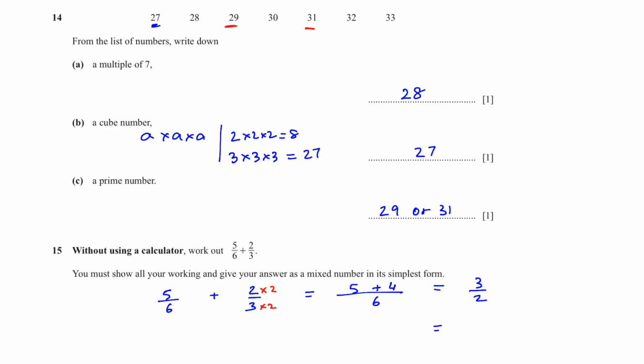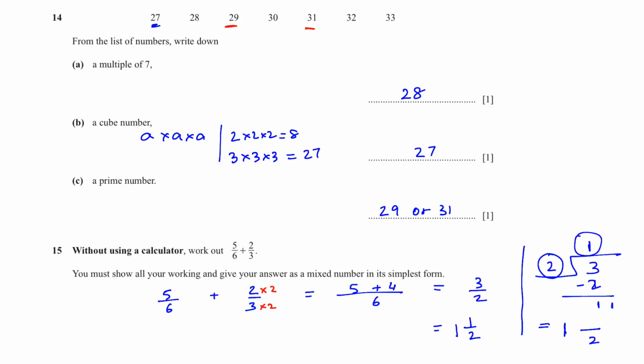And to write this as a mixed number, in your calculator, press Shift and SD. So you will get this answer. If you don't understand the calculator, you can do division. You are going to divide 3 by 2. 2 multiplied by 1, 2. Remainder 1. When you write it as a mixed number, the divisor, what you are dividing by, will go down. The quotient comes on the side and the remainder we write as a numerator.